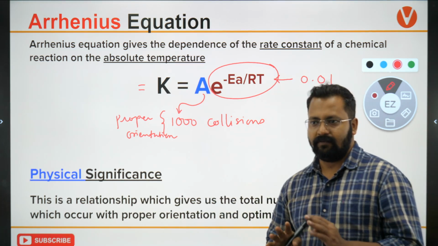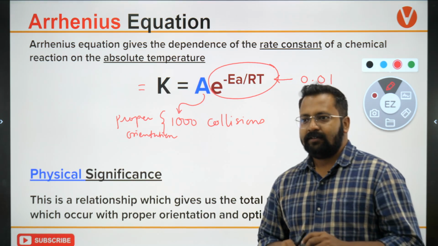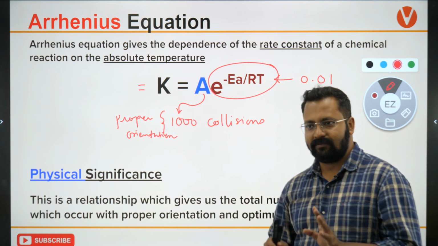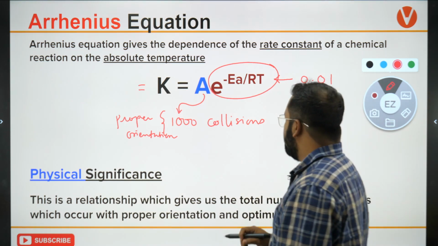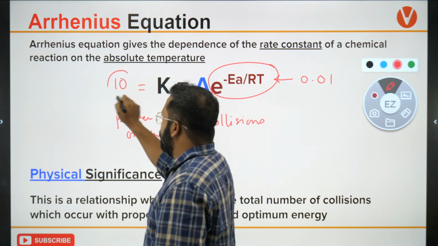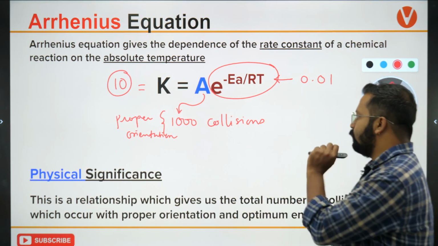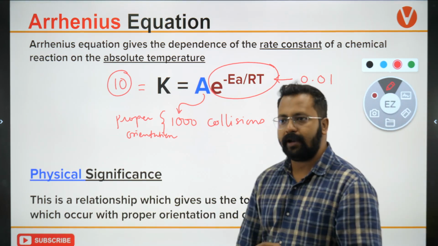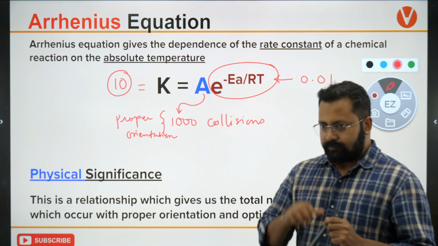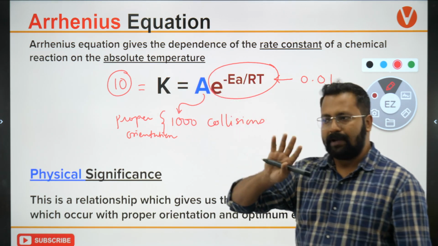We do not have to derive where the relation comes from. Don't worry about that. Okay, so 10. What does this 10 represent? 10 represents the number of collisions which have proper orientation and optimum energy.